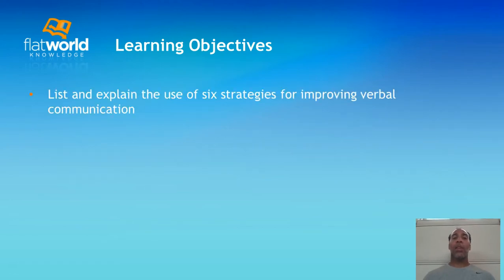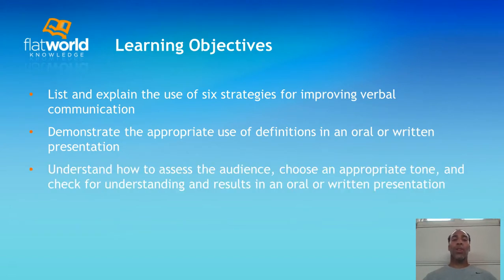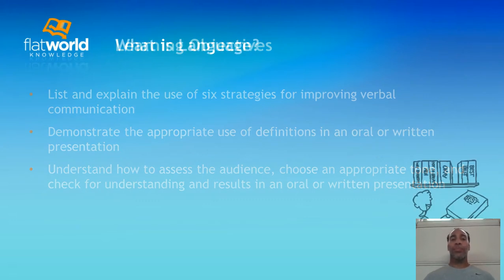And list and explain the use of 6 strategies for improving verbal communication. How can we improve the communication that I have between myself and you, right, in this lecture, and the verbal communication that you have between your family, friends, and colleagues? Demonstrate the appropriate use of definitions in oral or written presentation. Understand how to assess the audience. Choose an appropriate tone. And check for understanding in oral and written presentation. So appropriate tone, would it be appropriate for me to just yell the entire lecture?